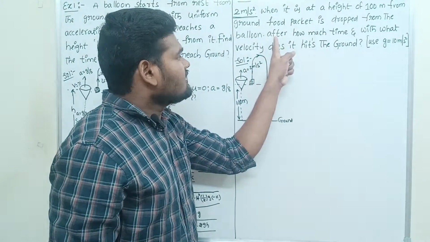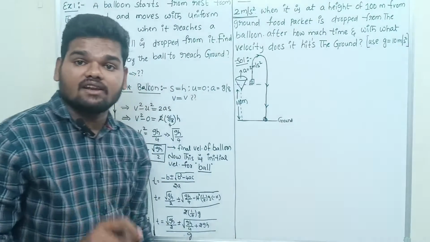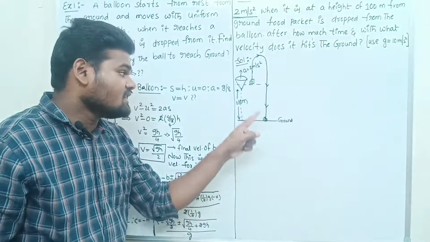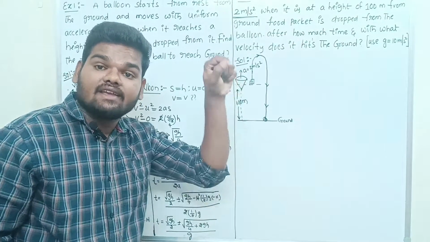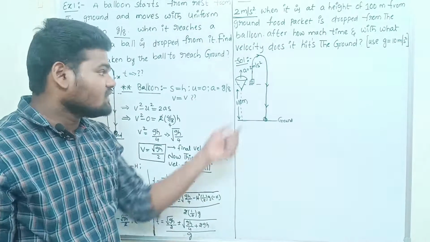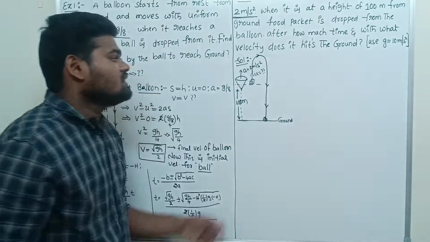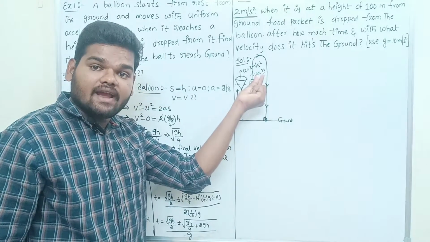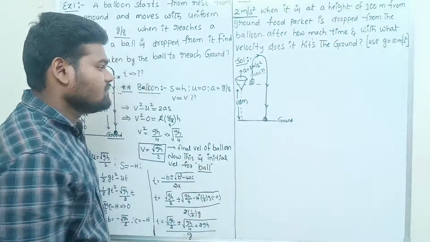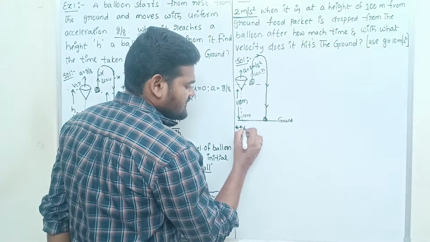So what they are asking: after how much time and with what velocity does it hit the ground? We have to find the time taken by the food packet to reach the ground as well as with how much velocity the food packet hits the ground. So these two things we have to find. Before that, we have to find the initial velocity of this food packet. How will we get the initial velocity of this food packet? The final velocity of the balloon becomes the initial velocity for the food packet. So I'm just finding the final velocity of the balloon.